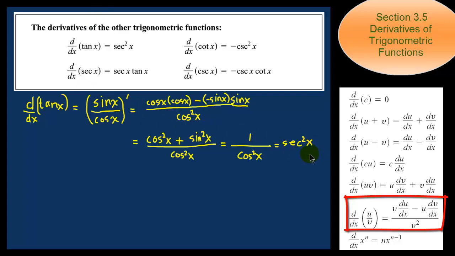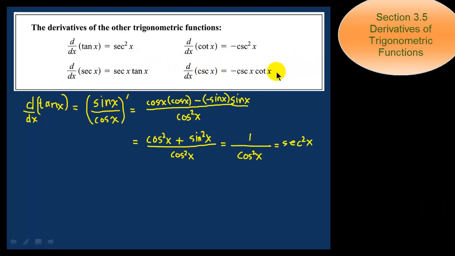So what do you think? How do we show the derivative of secant x is equal to secant x times tangent x? Again, use the quotient rule. And same thing with these other two functions here. Use the quotient rule again, which means we will take the derivative of cosine over sine. Here we're taking the derivative of 1 over sine x. I'll let you do the rest of showing the derivatives of these trigonometric functions.